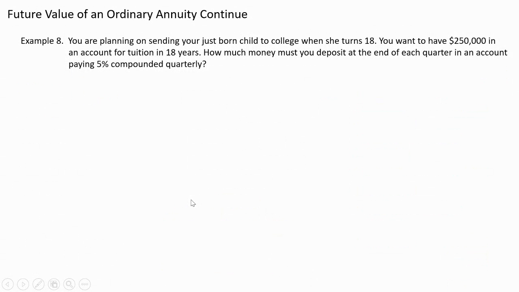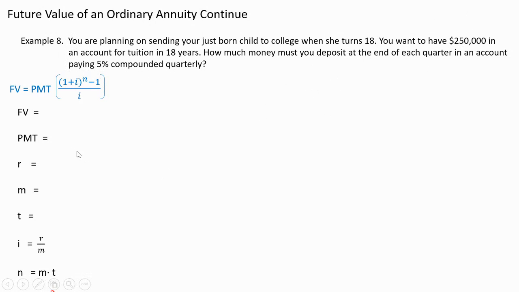Now let's do another example here. Now you are planning on sending your just-born child to college when she turns 18. You want to have $250,000 in an account for tuition in 18 years. How much money must you deposit at the end of each quarter in an account paying 5% compounded quarterly? So this here, guys, is a little bit different. This is what you want to reach in 18 years. So how much money must you deposit now? That's how we should translate this problem.